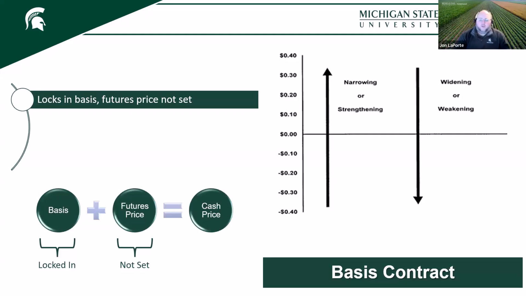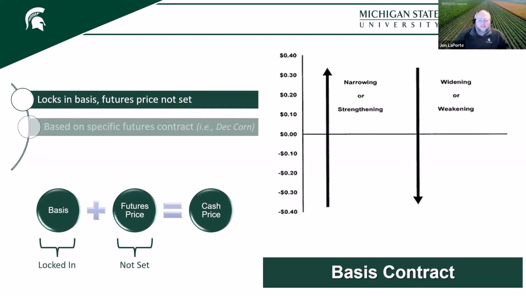And so you're trying to minimize your risk by saying, I like the basis where it's at with this elevator I'm planning to deliver it to. I can lock that in. And it's based on a specific futures contract, so we're using a certain month. You may be delivering in November, but you're basing it on a December futures because that's the next closest futures contract.